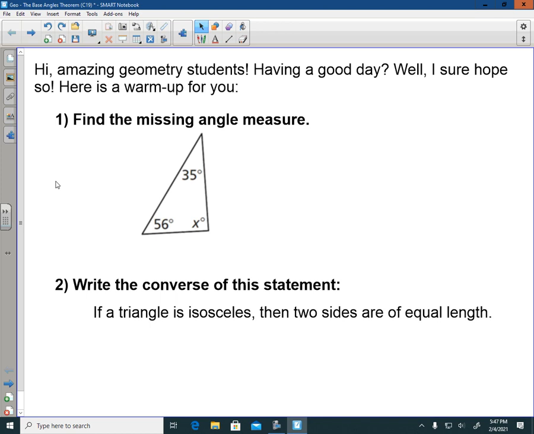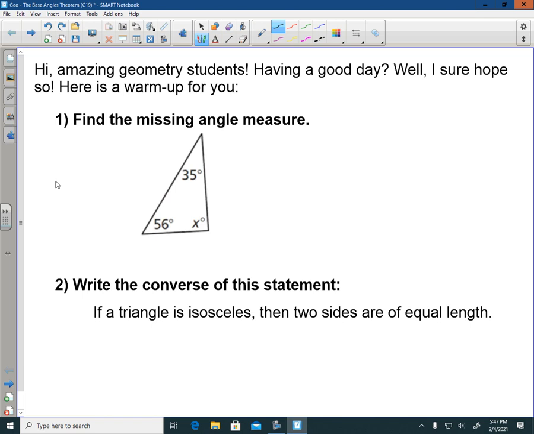It's Miss Wait here to kind of blow your mind with a little more geometry. So here's a warm-up for you. You're being asked to find the missing angle measure of a triangle. That's going to go back to what we talked about in the last video. And then also writing the converse of a statement should be in your notes a couple of pages back. So go ahead and get this warm-up done, and then come on back and we'll go over it together.